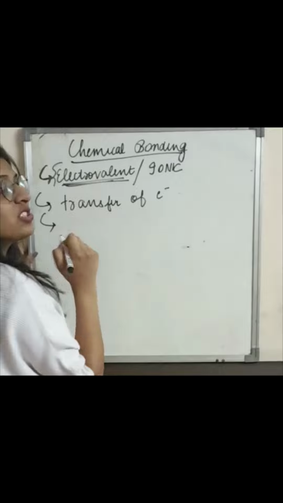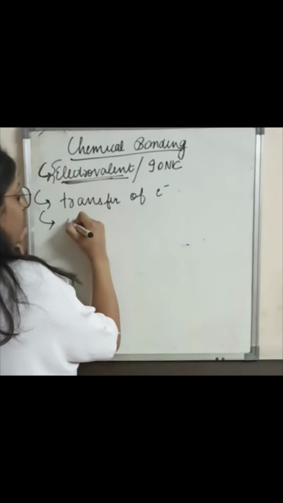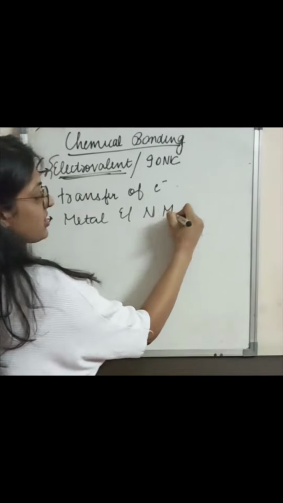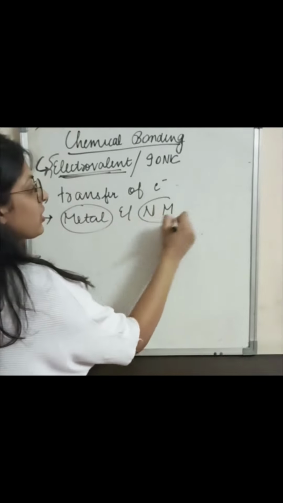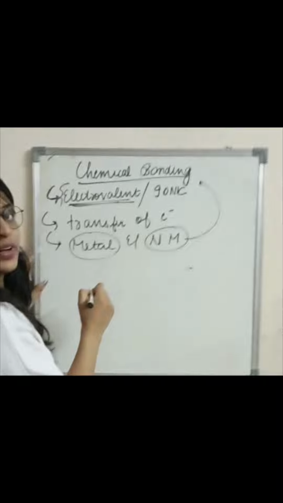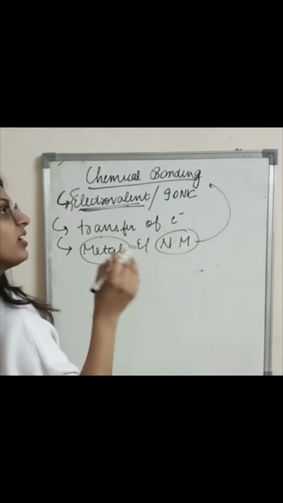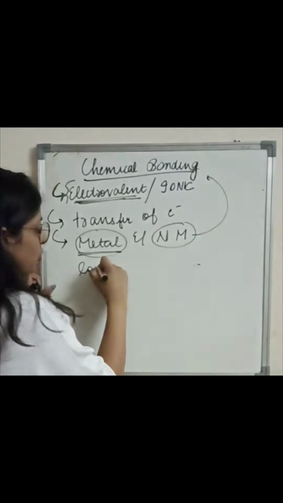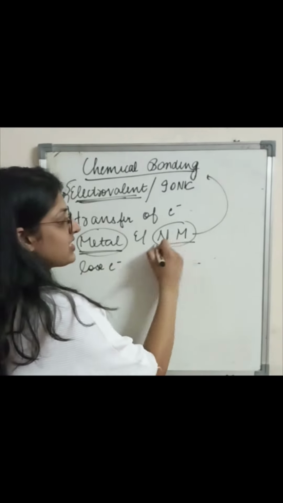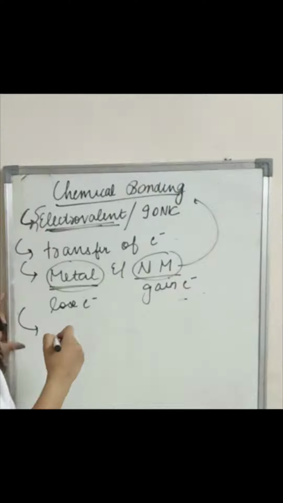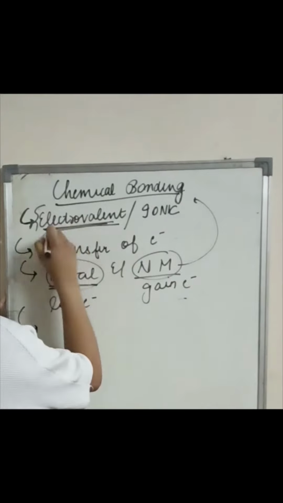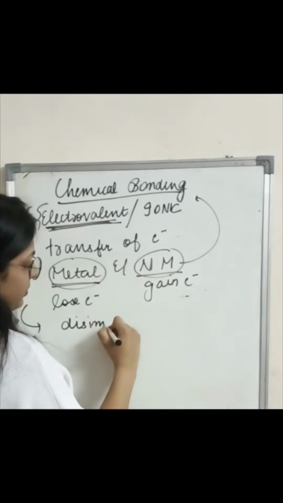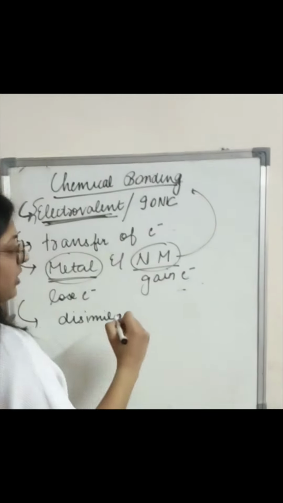Electrovalent bonding is generally seen in a metal and a non-metal, that is, the atoms which form these electrovalent bonds are usually of different nature, one has a tendency to lose electrons and the other has the tendency to gain electrons. So electrovalent bonding is generally seen in dissimilar atoms.